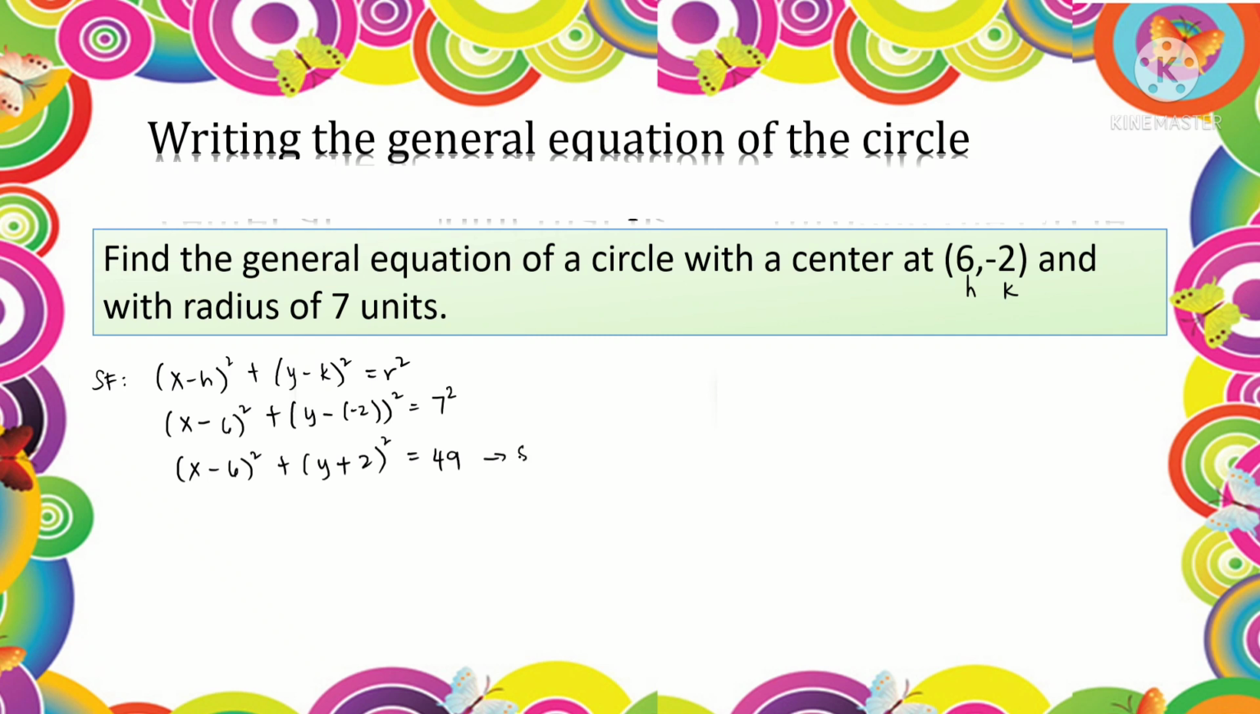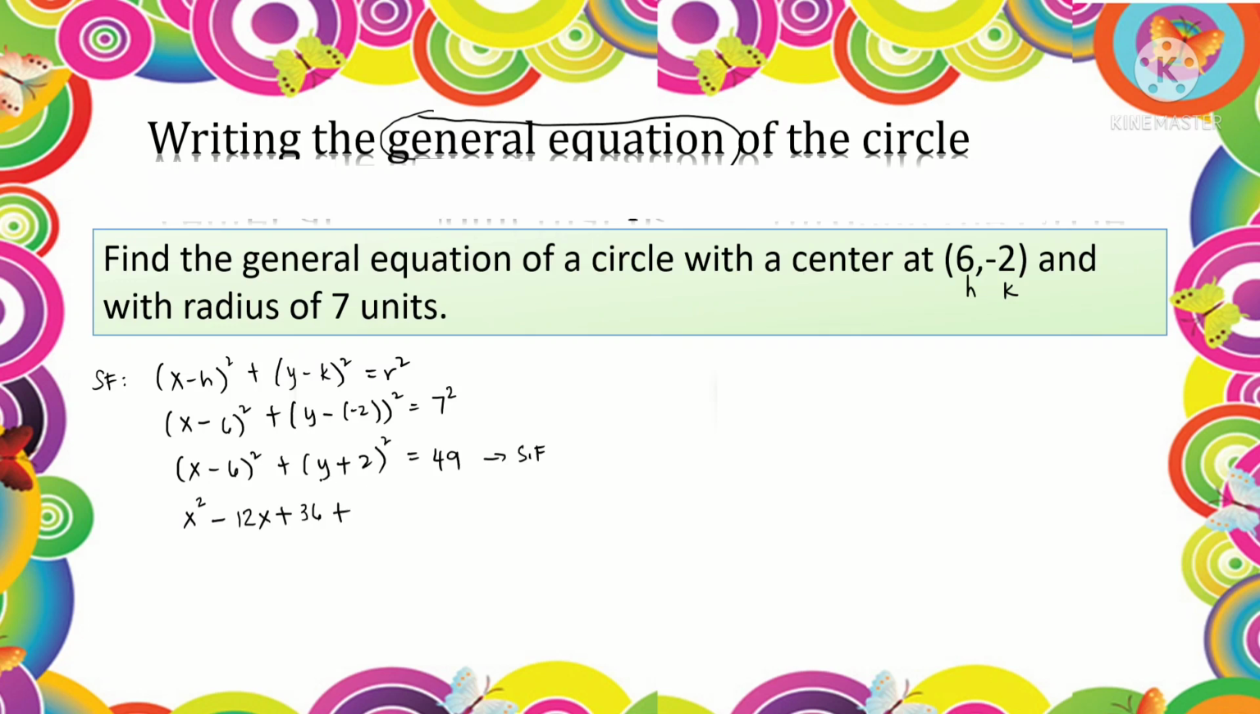This is the standard form of the equation of the circle, but you are asked to find the general equation of the circle. Therefore, you have to expand this one. (x minus 6) to the power of 2 is x squared, x times x, x squared. Then multiply for the middle term, 2 times x times negative 6 is negative 12x. Then square the second term, which means positive 6 squared is 36.